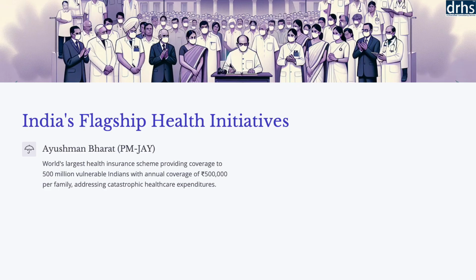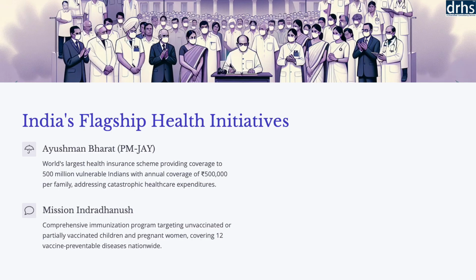It provides an annual coverage of 5 lakh rupees per family to over 500 million vulnerable Indians, directly protecting them from catastrophic health expenditures that cause poverty. To strengthen preventive care, Mission Indradhanush aims to achieve full immunization coverage for children and pregnant women against 12 vaccine-preventable diseases, targeting those missed by routine services.